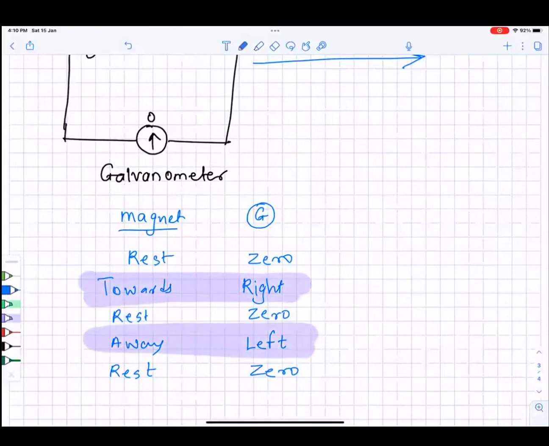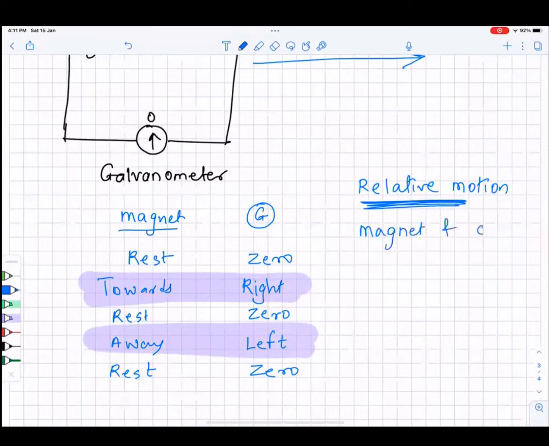Sir, only when the magnet was moving towards it. Correct. As long as there was a relative motion. As long as the magnet was in motion, whether you were moving it towards or away, there was a deflection. But when the magnet comes to rest, whether it is nearby or far away, was it producing any deflection? No. So what is important is that there has to be a relative motion between the magnet and the coil, and only then can you produce the current. Otherwise, you can't produce the current.